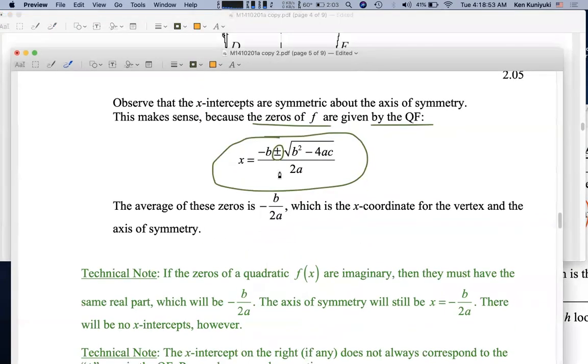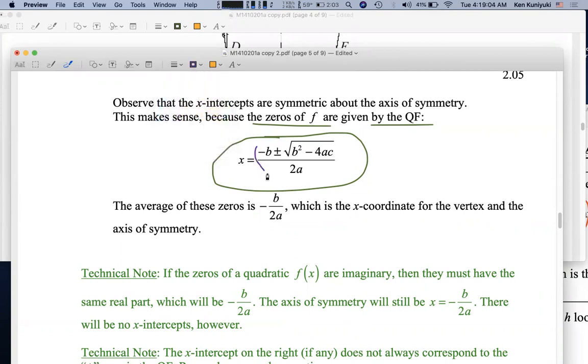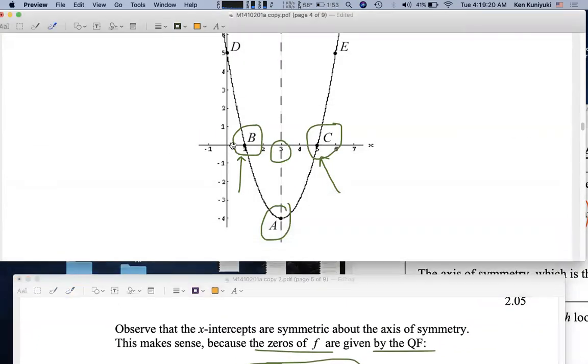What's the average of these 2 results, the plus case and the minus case from the QF? The average case is given by the opposite of b over 2a. Basically, to get the average of the plus case and the minus case, you destroy this piece of the quadratic formula. So the average of the plus case and the minus case is given by the opposite of b over 2a, just as the average of 1 and 5, the zeros of the function, is given by 3.